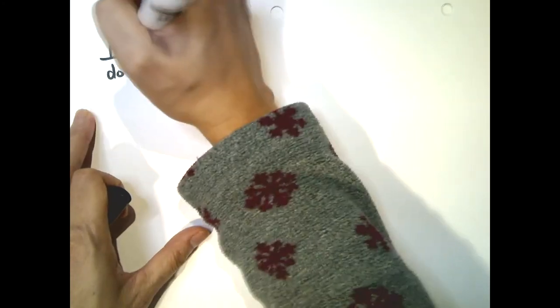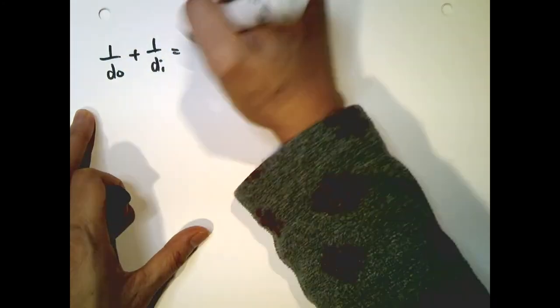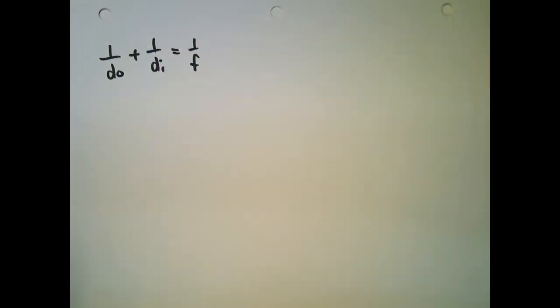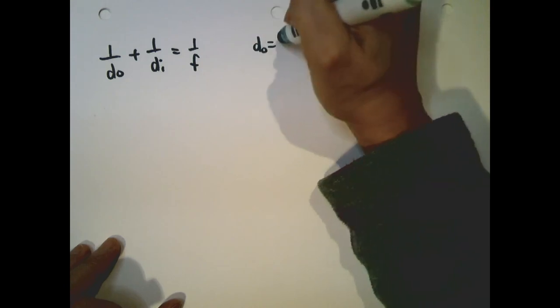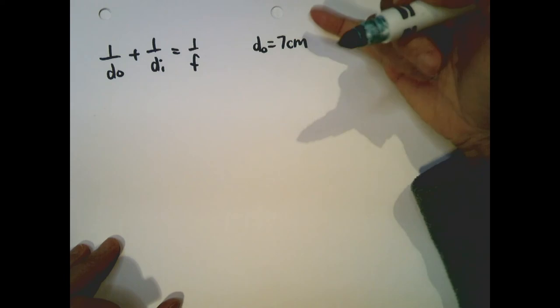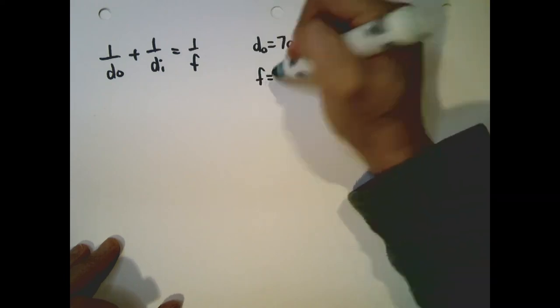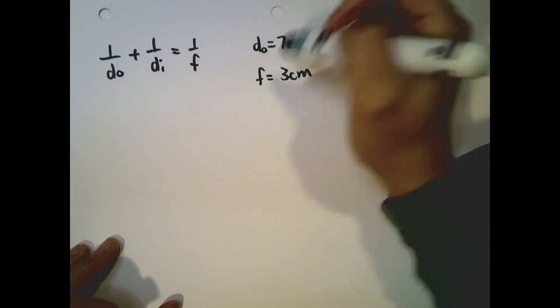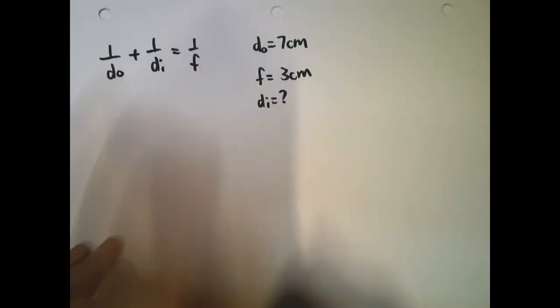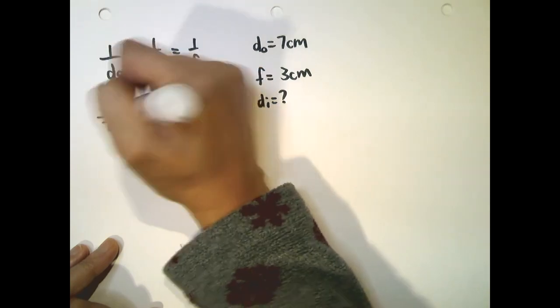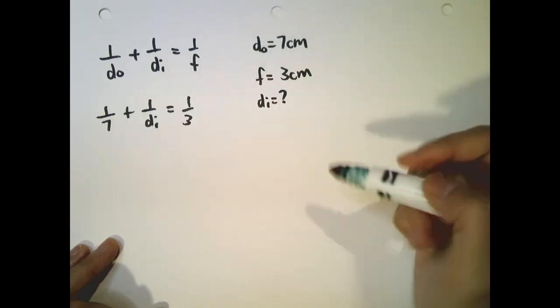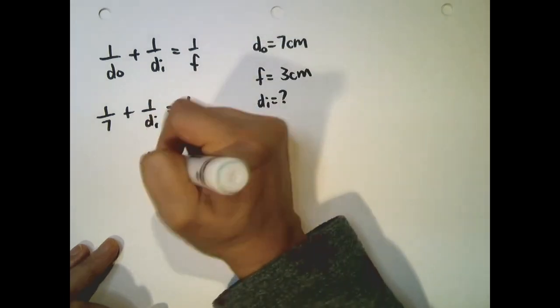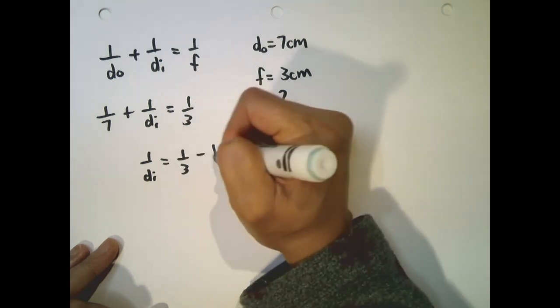Remember our formula is 1 over dO plus 1 over dI is equal to 1 over F. Let's list our variables. dO is equal to 7 centimeters. It's plus, so I'll just leave it like that. F is 3 centimeters since it's a converging lens, and we need to figure out dI. Let's plug it in: 1 over 7 plus 1 over dI is equal to 1 over 3. When I work this out, I'm going to have 1 over dI is equal to 1 over 3 minus 1 over 7.